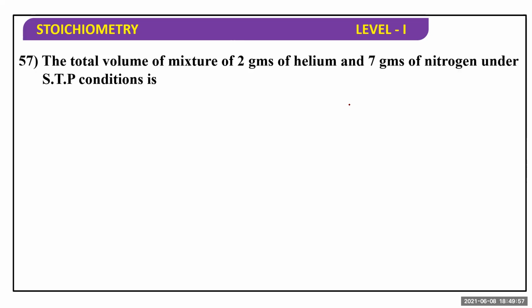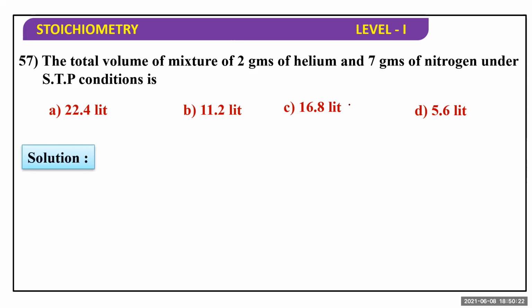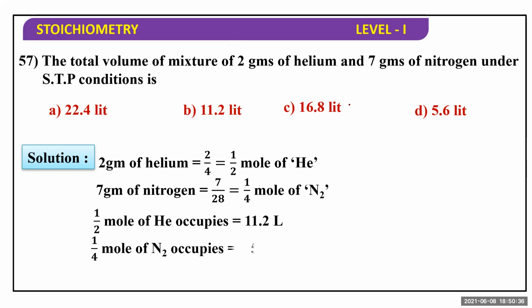The total volume of a mixture of 2 grams of helium and 7 grams of nitrogen under STP condition is, which one is that? 2 grams of helium, 2 divided by 4 is half a mole of helium. The answer is C, 16.8.